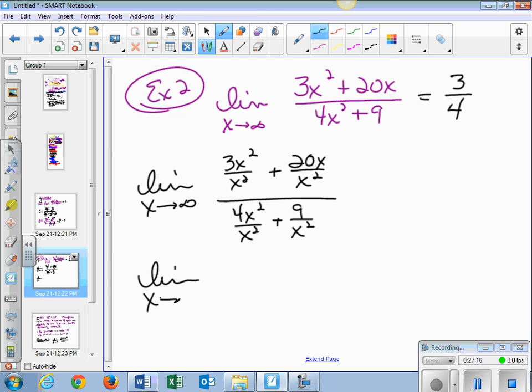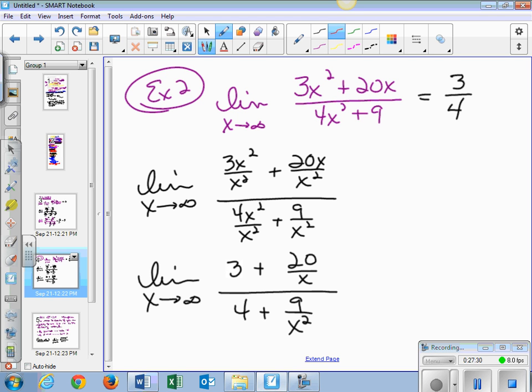So what do I get for that limit? I get 3 plus 20 over x divided by 4 plus 9 over x squared. Now I'm ready to evaluate the limit. Okay, I'm plugging in 0. So the 3 stays 3. Plugging in, no, I'm not plugging in 0. Geez, I got to pay attention. I need to plug in infinity. So 20 over infinity, 20 over a very large number is 0. 9 over a very large number is 0. So I just get my 3/4 that's left. Okay.